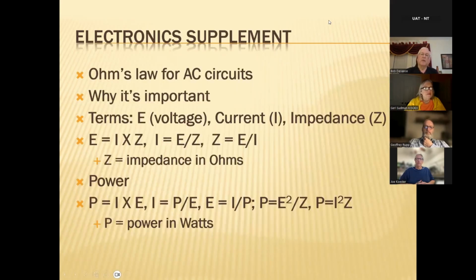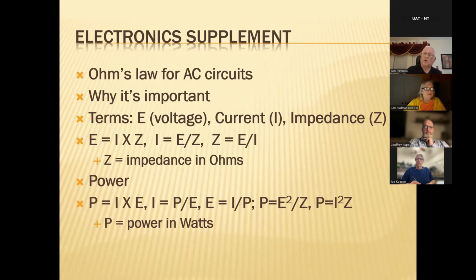Another way to look at it. Ohm's law in AC circuits. We talked about in the beginning Ohm's law for DC circuits, where we said E equals I times R. Voltage is equal to current times resistance. This is important to calculate impedance then in an AC circuit. It works exactly the same way as the DC. The terminology is just slightly different.